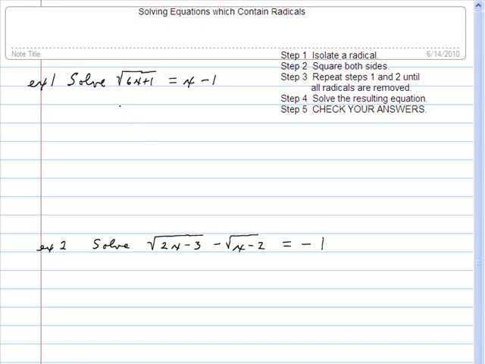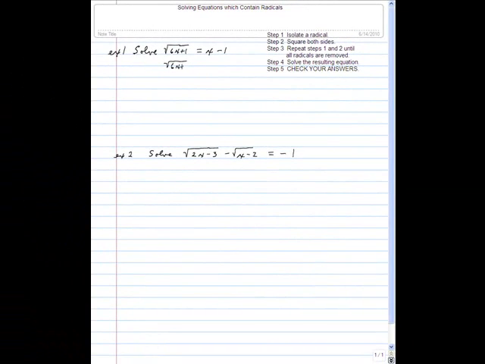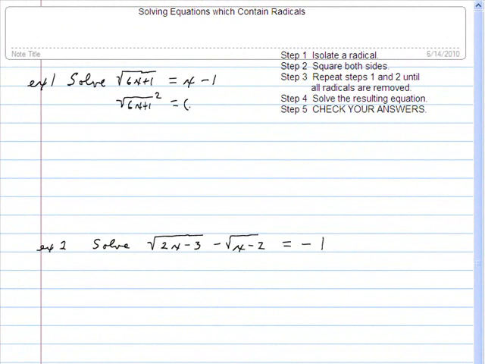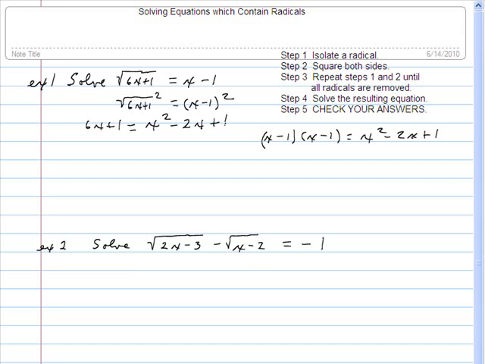Step 2 says square both sides. So I'll take the square root of 6x plus 1 squared is equal to x minus 1 squared. So on the left, this would just be 6x plus 1. And on the right, to square that, you have to FOIL it. So that's going to be x minus 1 times x minus 1, which is going to give you x squared minus 2x plus 1. So that's what will be on this side.